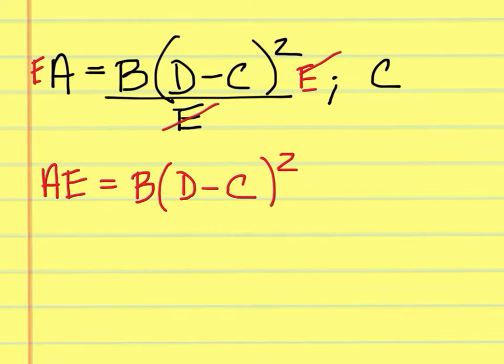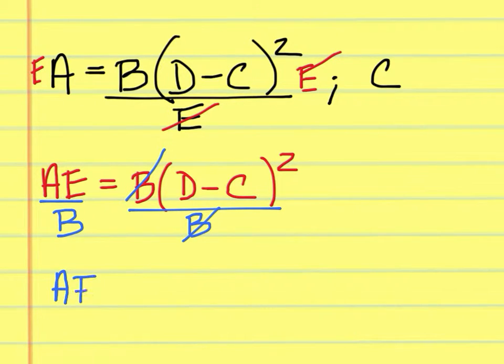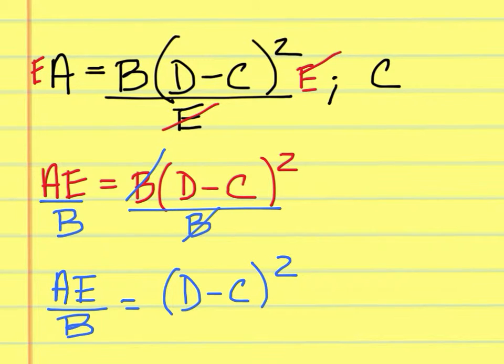We still cannot do anything with this inside the parentheses because those parentheses have a B on it. And to get rid of the B, you must divide both sides by B. When you do that, the B's cancel out, and you're left with AE over B equals the quantity squared of D minus C.